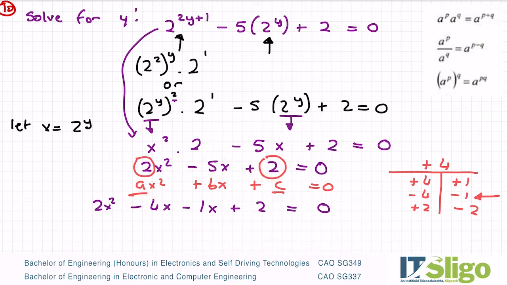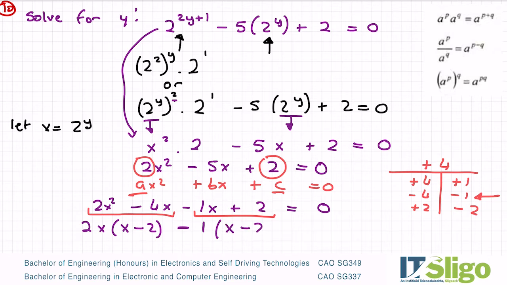And then I use grouping from Junior Cert. So group them together, group them together. So what's common in the first two terms? The 2 is, the x is. I need another x left over, minus 2. What's common here between 1x and 2? Well, all that's common is 1. X left over and minus 2.